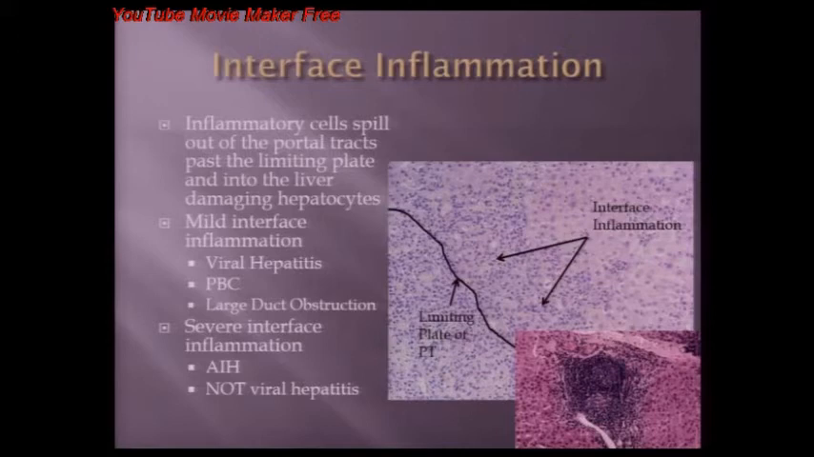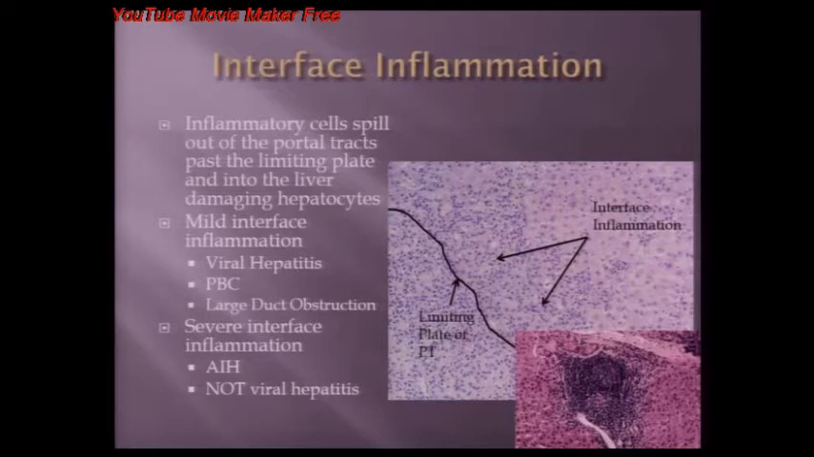This is important because when we see a case of chronic hepatitis, meaning a portal-based zone 1 chronic inflammatory process, we're usually thinking viral hepatitis, primary biliary cirrhosis, some type of duct obstruction, something like that. Okay? These never show up with mild interface. These never show up with severe interface inflammation.